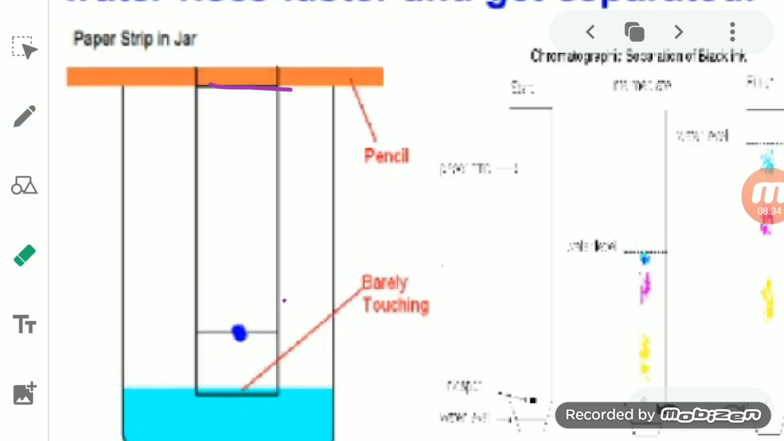So this should be the condition: we should keep it vertically. It should not stick to the glass jar, and the lower end at which we made the ink line should be above the water level in the jar.